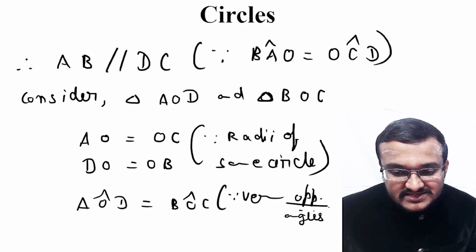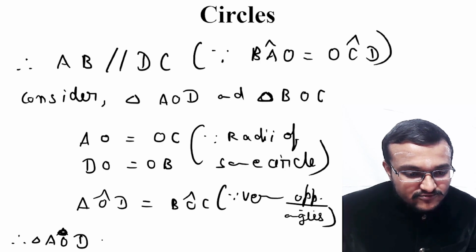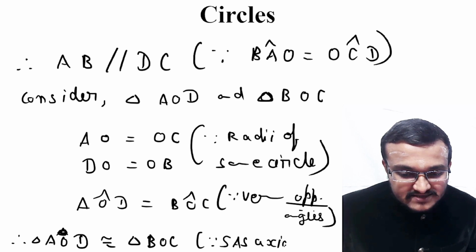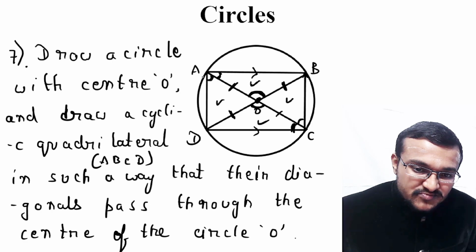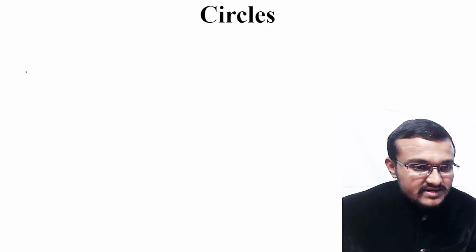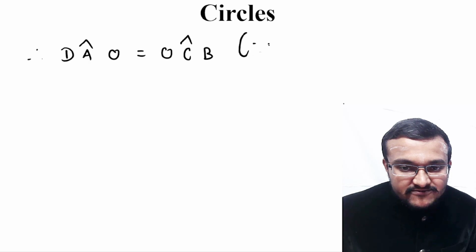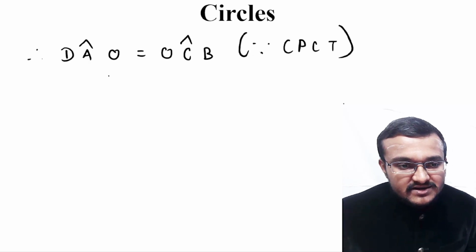Similarly, how I did for the previous case, here also you can do the same thing. Therefore triangle AOD is congruent with triangle BOC. This is also according to the SAS axiom. Since AOD is congruent with BOC, angle DAO will be equal to angle OCB. This is according to CPCT, corresponding parts of congruent triangles.